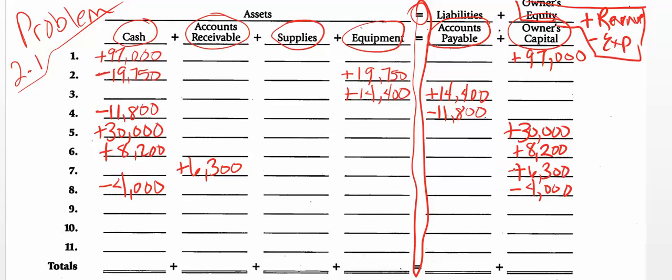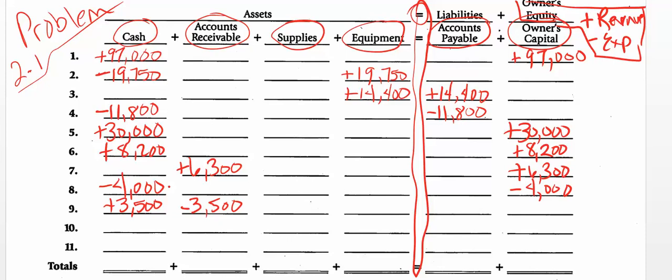Number 9, we received $3,500 in cash from credit clients. So I always start with cash. It's just easier. We know we're getting it or spending it. So $3,500 in cash we gained, and it was from our creditors, which is accounts receivable. So we are reducing the amount that people owe us in this case.